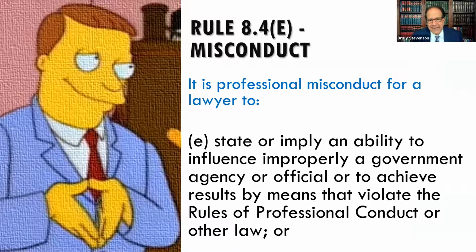And 8.4E, it is professional misconduct for a lawyer to state or imply an ability to influence improperly a government agency or official to achieve results by means that violate the rules of professional conduct or other law. So don't tell your client, for example, that you're close personal friends with the judge and the judge owes you a favor, and so you're sure that you can do something, or that you are related to a congressman or senator so you can make some calls.